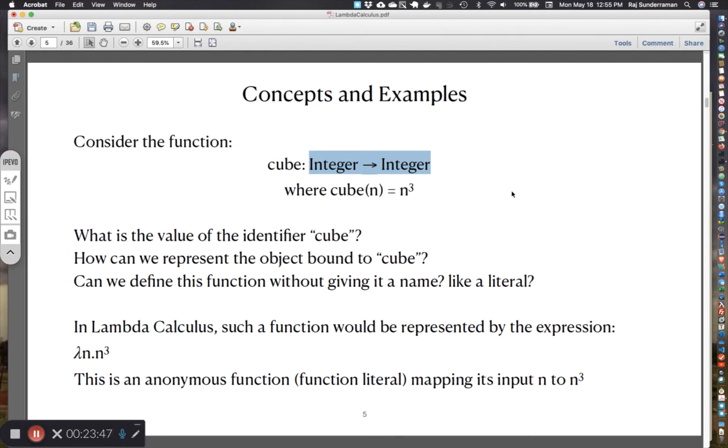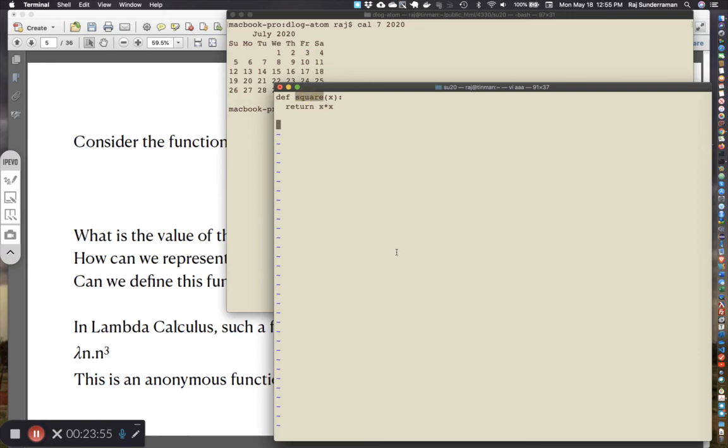It's almost like going back to the Python example and asking, what is the value of square? Square is an identifier in Python, in this particular program. Now if you had said z equals 5 in Python, and I asked you what is the value of z, you would say 5. Or in Java, int z equals 5, if I ask you what is the value of z, you would say z is an integer variable and its value is 5. But if I ask you the same thing of square, you probably know what it means, but we're not used to talking about values of functions. And that's the point here.